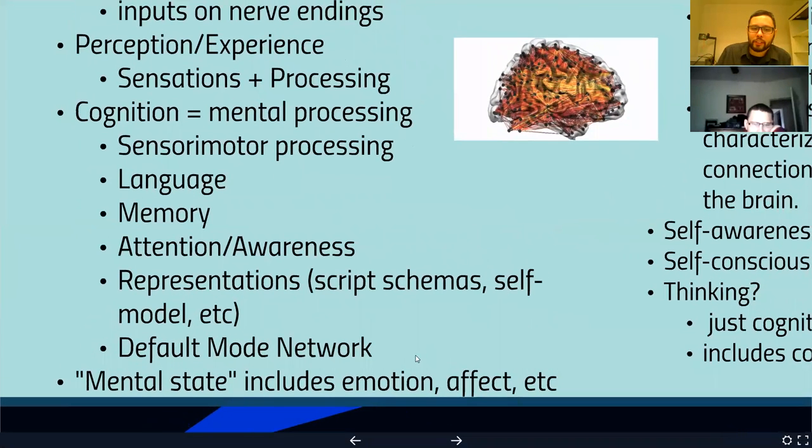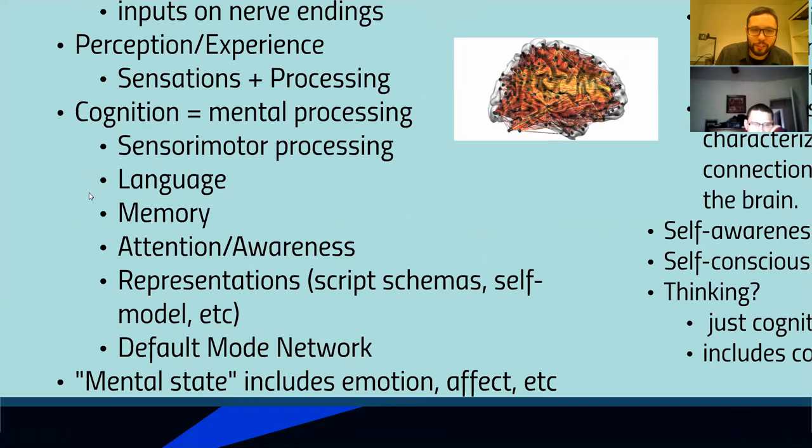So this is all scientific stuff. Everything listed here is understood fairly well from a scientific perspective about how the brain works. There's still lots of mysteries to resolve, but cognitive science is fairly mature, especially about these kinds of things.